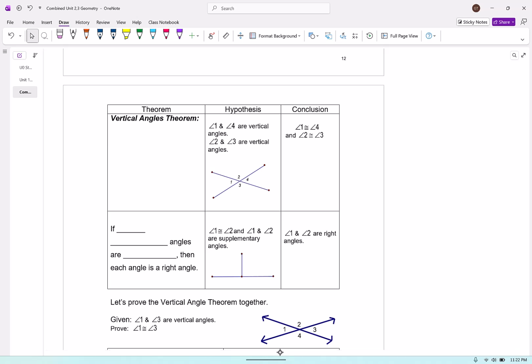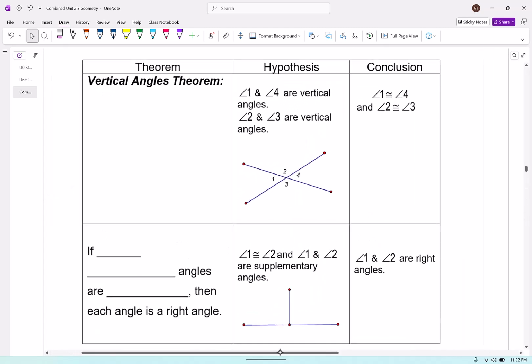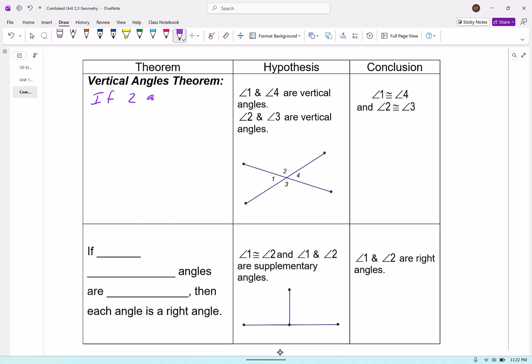We've learned about vertical angles already. And so if two angles are vertical angles, then they are congruent.